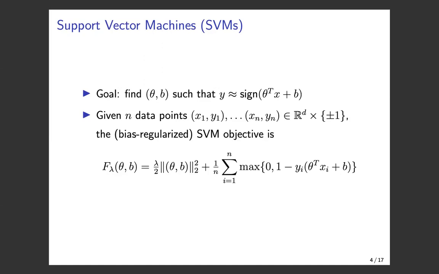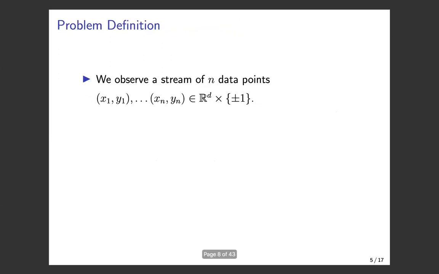Now this is a slight modification of the standard version. This is bias regularized, meaning that in this first regularization term, we have the bias b included. And basically this makes it easier to analyze theoretically, and it also makes it strongly convex, so it actually makes it easier to optimize. Okay, so what is the problem we focus on?